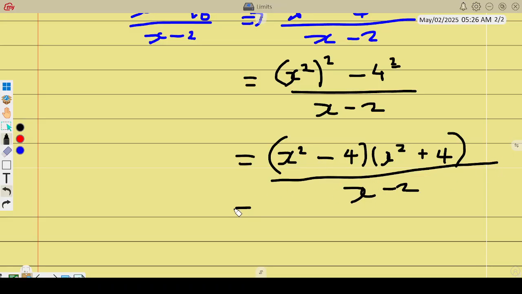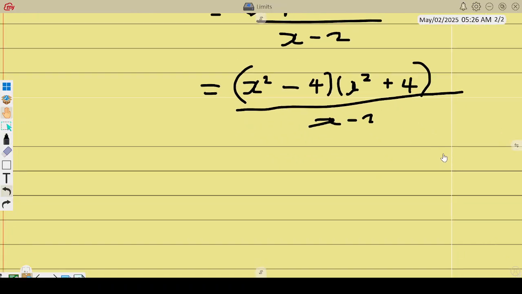And then from here we can simplify further. We're going to say, this is over x minus 2. So we can simplify one part. We can say that this is x squared minus 4, so what is 4, we can put 2. x squared minus 2 squared, and then this is x plus 4. We'll just leave it like that.